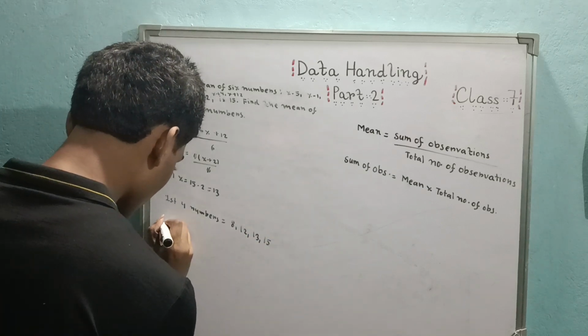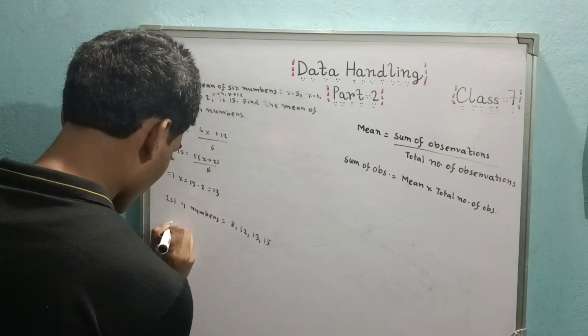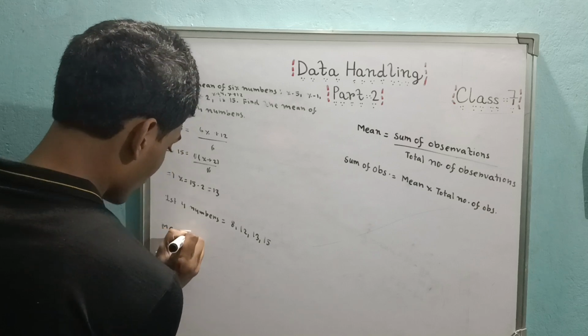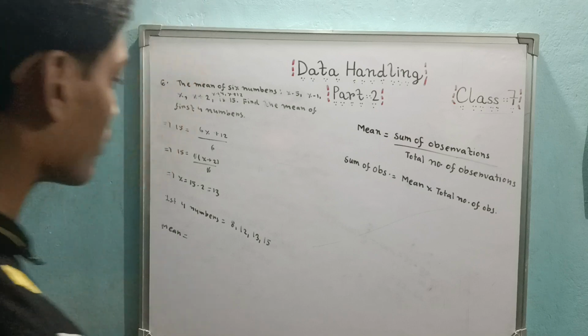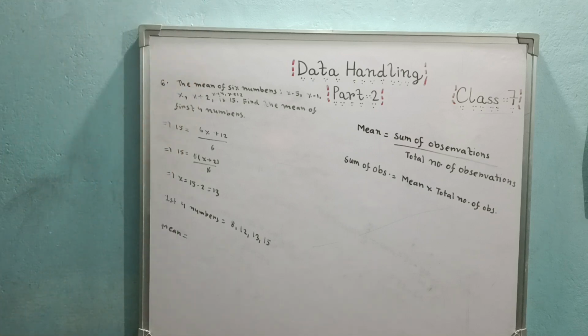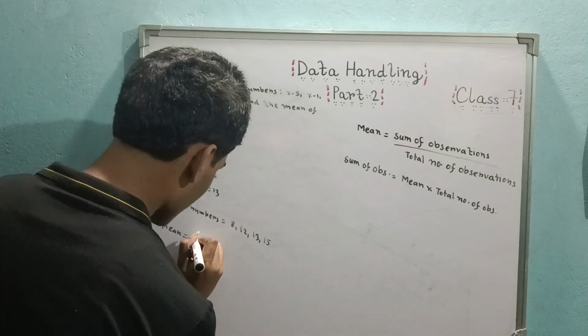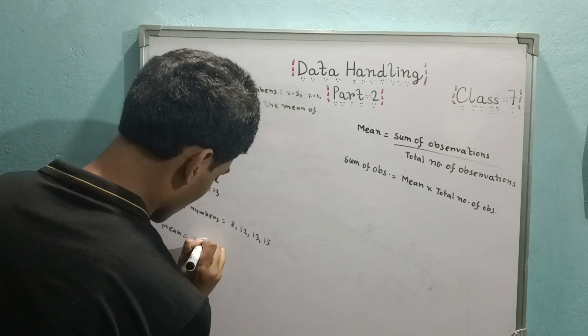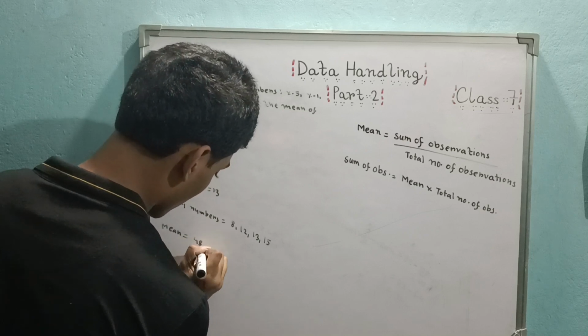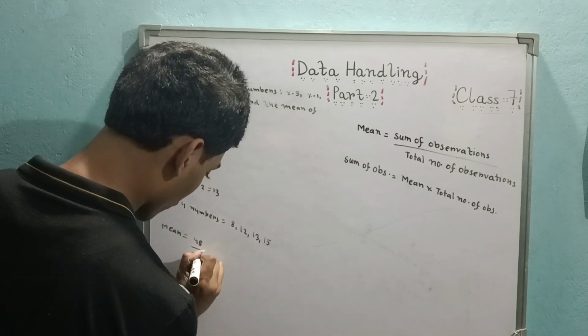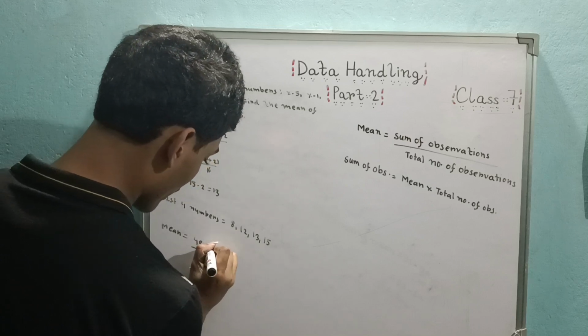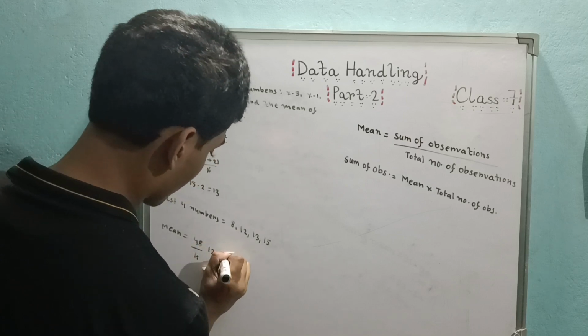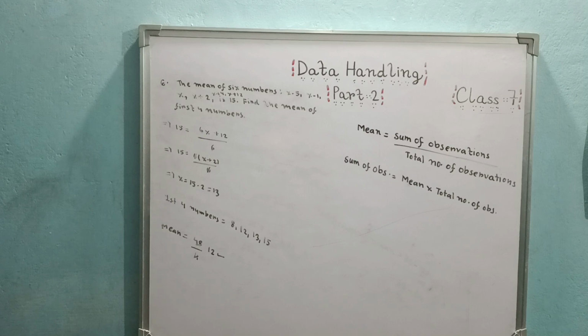Mean, then we have been told to find the mean of these only. So the sum of these numbers: 8 plus 12 is 20, plus 13 is 33, plus 15 is 48. The number of observations, 4 numbers obviously, 48 by 4 is 12, and that's your answer. So this is a 2 marks question actually, if you see properly. It can be 3 marks as well, but I think it's 2 marks.